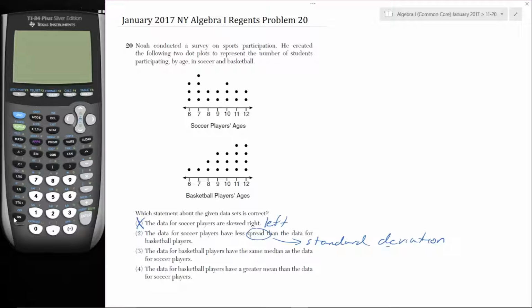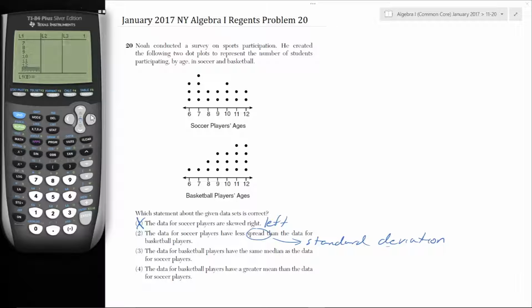If you wanted to do that, you press the stat button and edit the lists. For L1, it ends up being 6, 7, 8, 9, 10, 11 and 12.